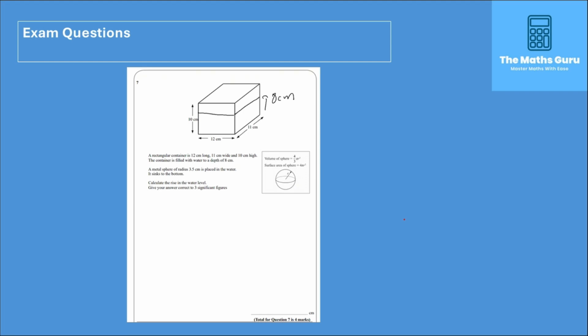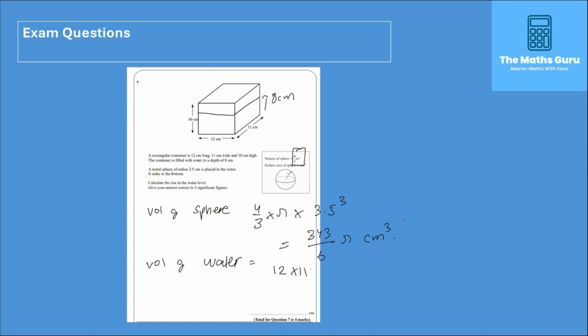So the way we do this is, first we need to work out the volume of the sphere. And when we put that into the volume of our water, we need to add them together to see how much it increases by. So firstly, working out the volume of the sphere, we have 4/3 times pi times 3.5 cubed, which gives us 343 over 6 pi centimeters cubed.